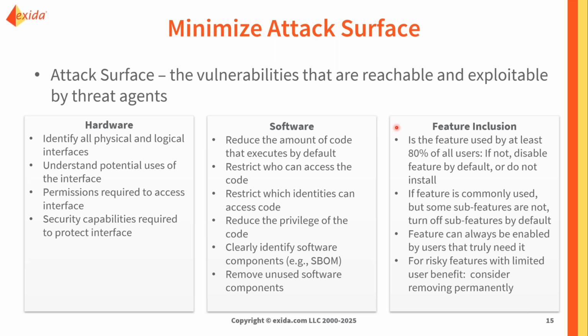And we can also apply that on the feature side. So again, if a feature or sub-feature is not readily used by the vast majority of users, it could be disabled by default so that those users who really do need it will be able to always go and enable it themselves. And then the last one that I always like to talk about is risky features with limited benefit. Asking the question, do we really need this feature? And again, it sounds basic. People would ask, well, why would you have a risky feature that doesn't have much of a user benefit in the first place? But the reality is probably because one customer asked for it.